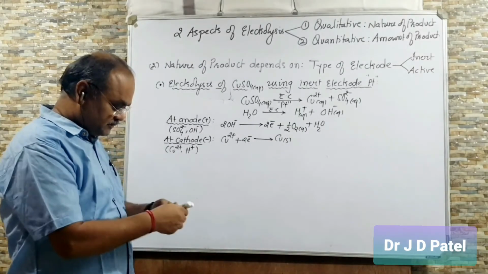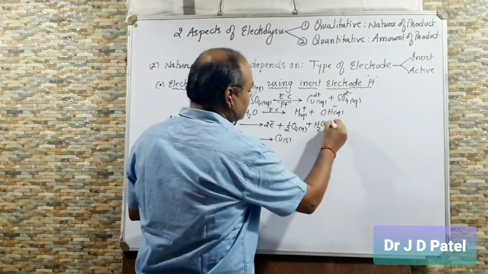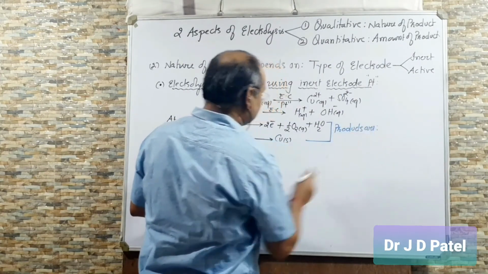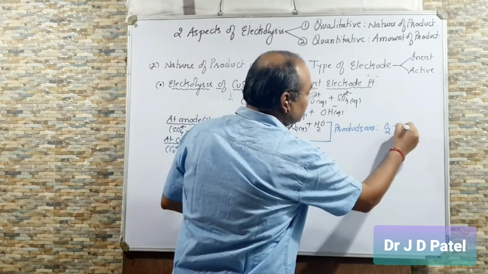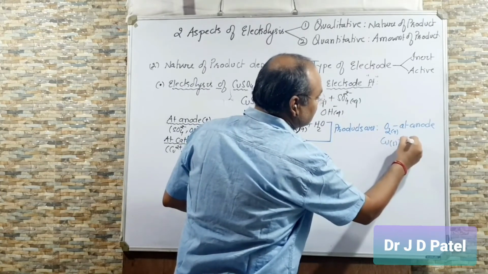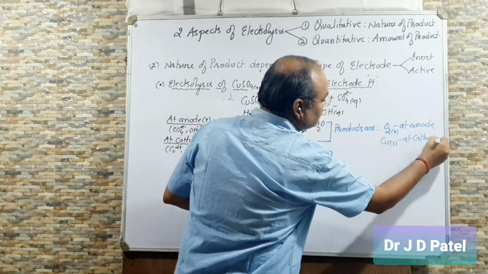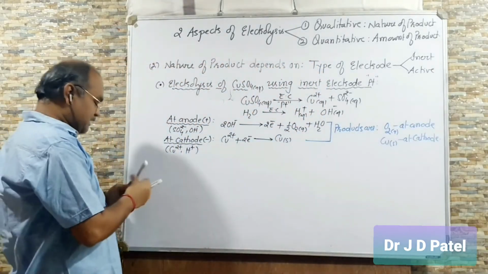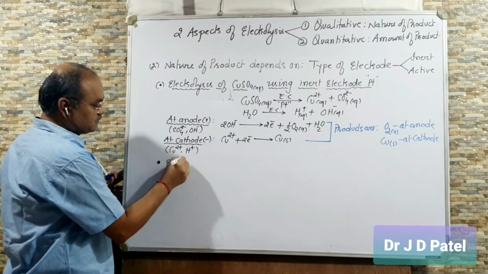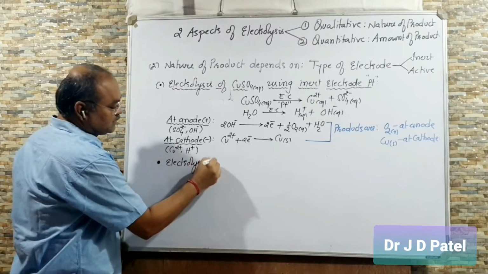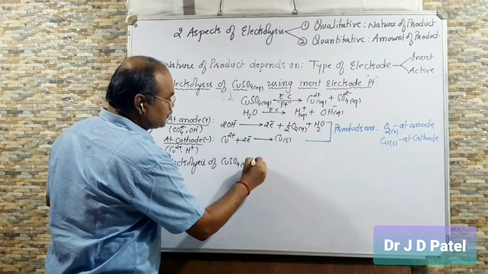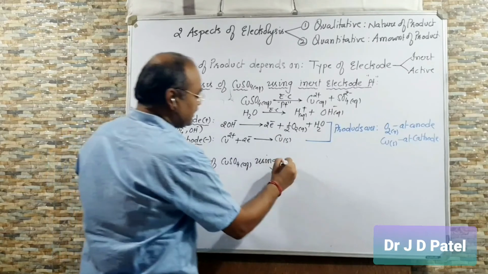So what is the nature of the product? Here the products obtained are O2 gas at anode and copper solid at cathode. So this is the first aspect. Now second, electrolysis of aqueous CuSO4 using active electrode.